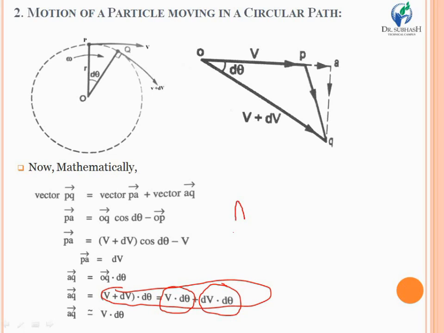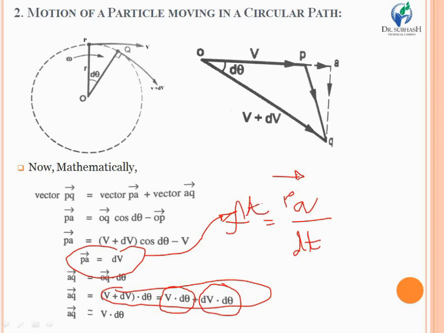So ultimately we can say that the tangential acceleration will become vector PA upon dt, that means change of the velocity PA with respect to time dt. So ultimately you can put the values of PA from here. So the tangential acceleration will become f suffix t is equal to dv upon dt.